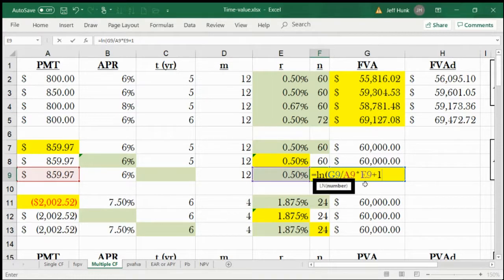it doesn't get added to E9, right? Everyone understands PEMDAS, right? Parenthesis, exponent, multiplication, division, addition, subtraction. It operates in that order. So this gets done first, and then this, and then plus 1. And then natural log of that, divided by natural log of 1 plus r, 1 plus r here.